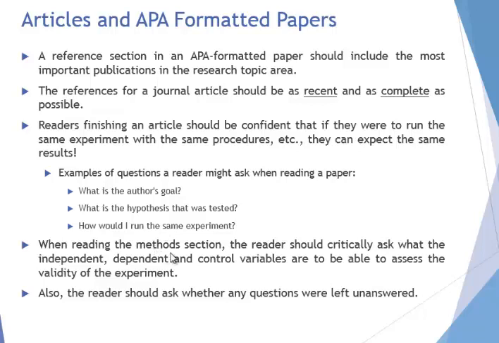And in the methods section, the section where you're discussing how you ran the experiment, the reader should say, okay, what is the independent variable? What is the dependent variable? What are the control variables? In other words, what other groups were kept to establish a baseline of behavior that the effect on the dependent variable could be measured against.